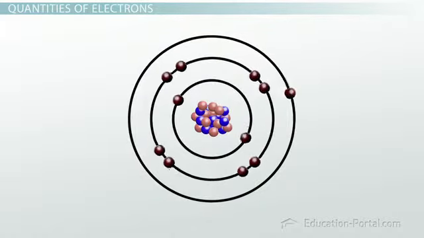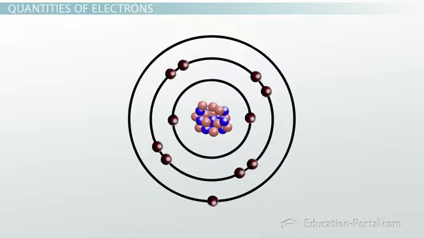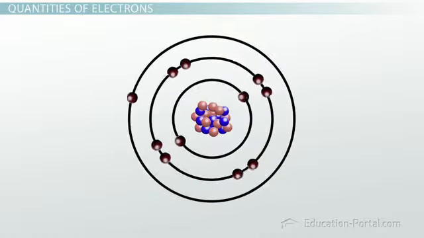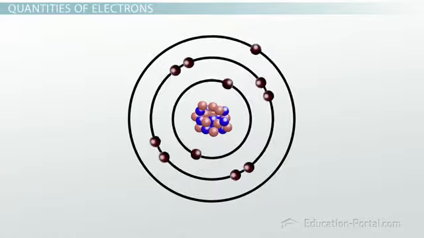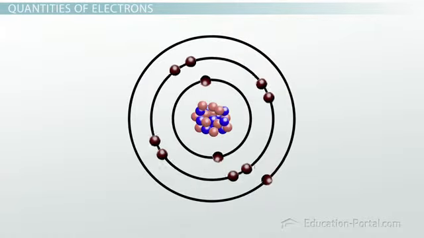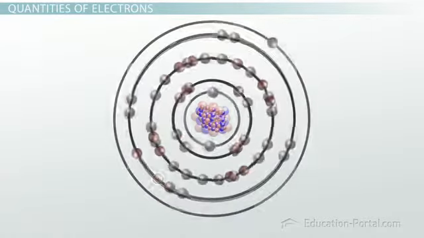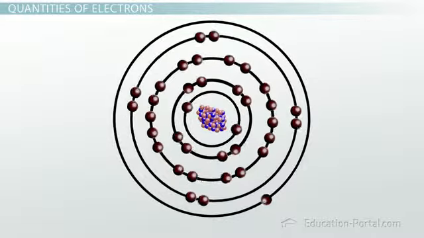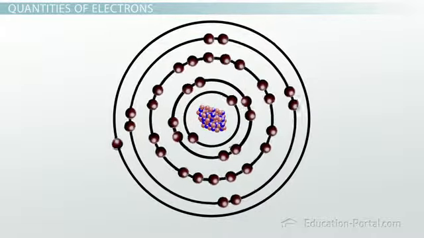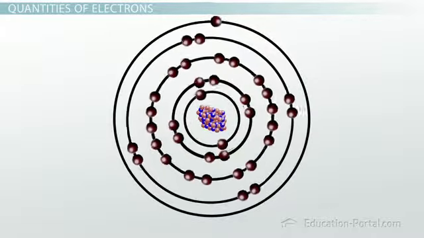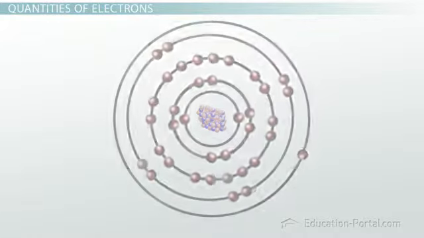We are only going to be discussing neutral atoms in this lesson, so each atom will always have the exact same number of electrons as it has protons. By now, you should be a whiz at determining the number of protons an atom has. If not, let's do a quick review.